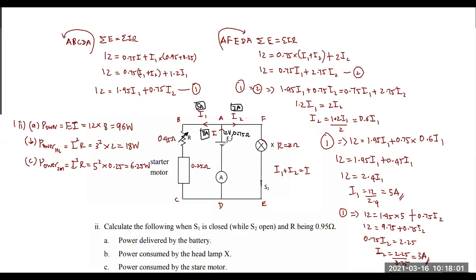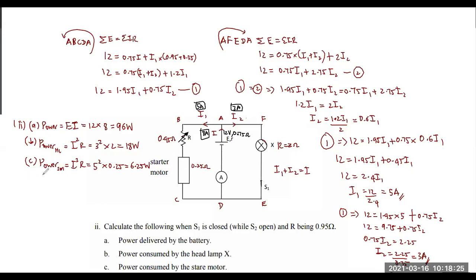Okay, so 96 watt is generated by the battery. Out of that 96, 18 is used up here. 6.25 is used up here. Some more will be used up here. Some more will be used up where? The battery is providing 96 watt power to the circuit. So 6.25 watt is wasted here.